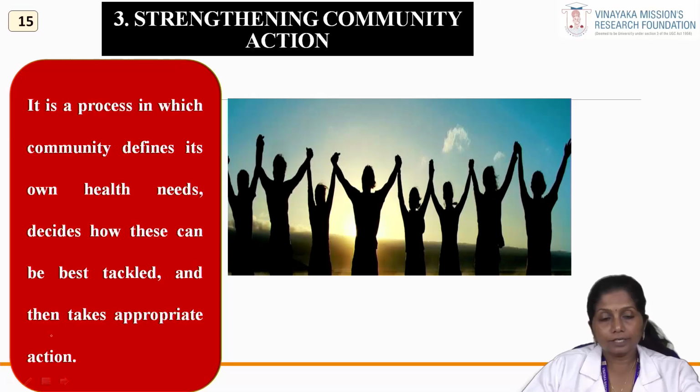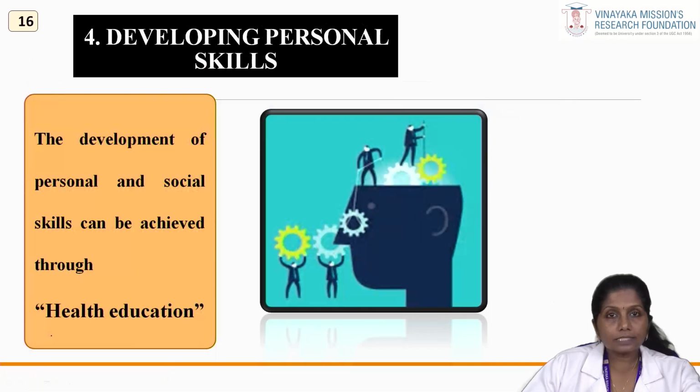The third action area is strengthening community action. It is about communities taking ownership of their health by identifying their own needs, setting priorities and creating solutions for their concerned problem. So, as we all know, when people are empowered to act, the outcomes are more sustainable and effective. So, next coming to the fourth action area, which is developing personal skills.